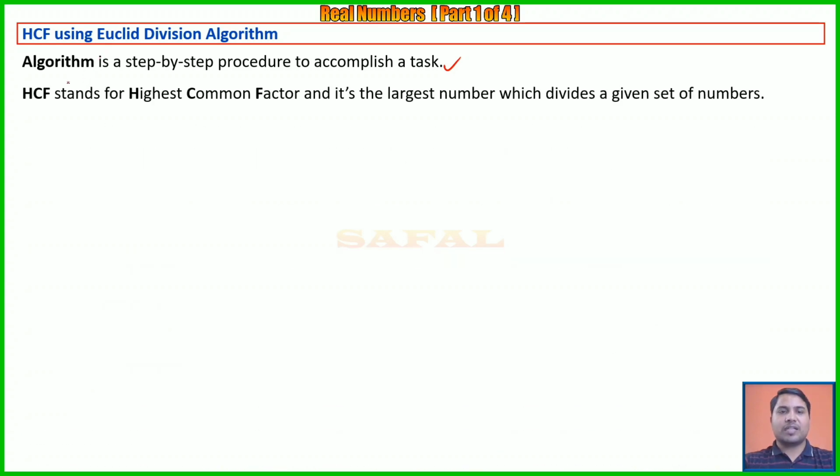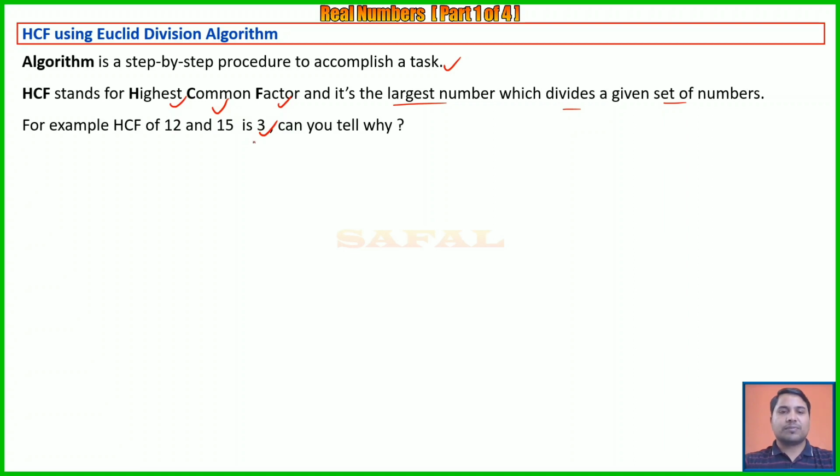First let us understand what we mean by HCF. HCF stands for highest common factor and it is the largest number, very important, the largest number which divides a given set of numbers. To illustrate with an example, HCF of 12 and 15 is 3. The reason is 3 is the largest number which divides both 12 and 15. You cannot have a number greater than 3 which divides 12 and 15 exactly. So highest common factor means it's the greatest number which divides a given set of numbers.